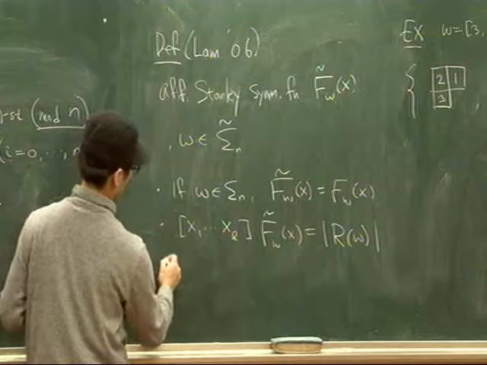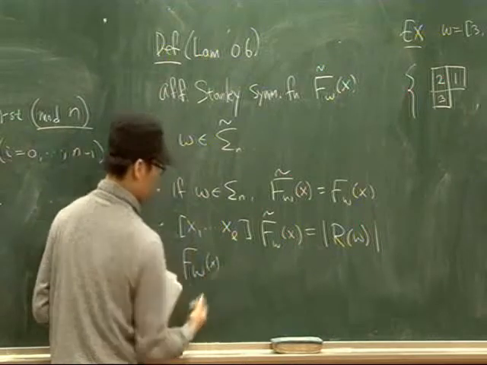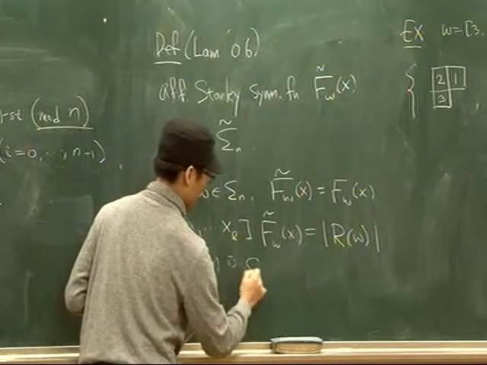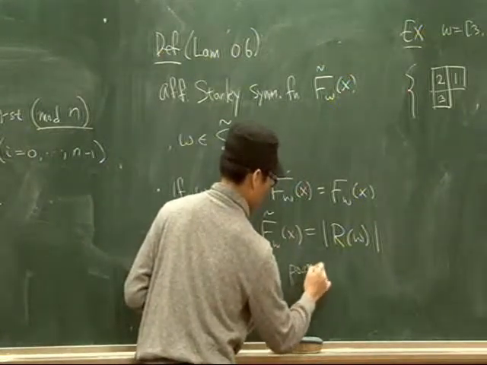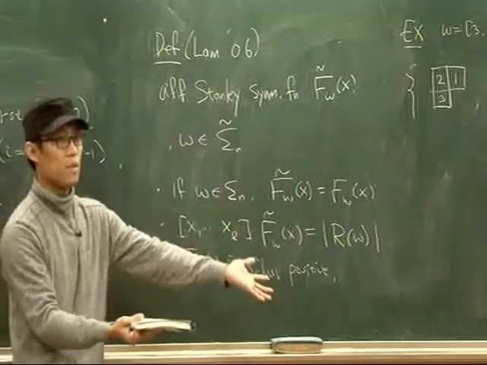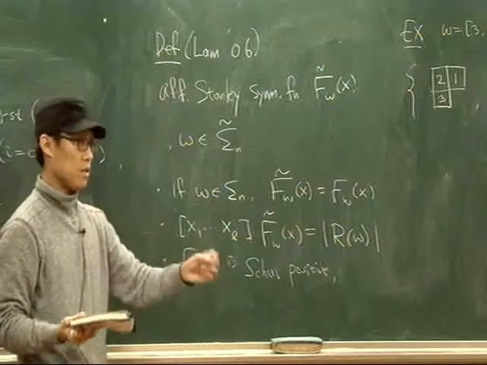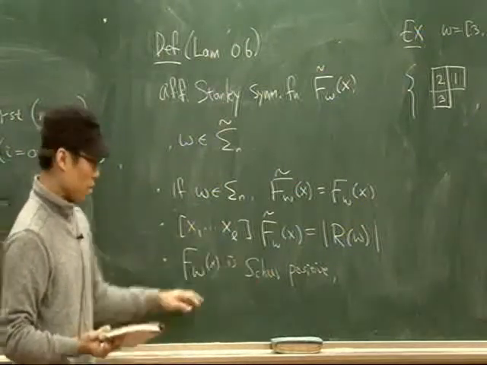And we know that the Stanley symmetric function is Schur positive. I didn't explain what this is, but it means this is a symmetric function, so you can expand it in terms of Schur functions. And in that case, every coefficient appearing in that expansion is a positive integer.